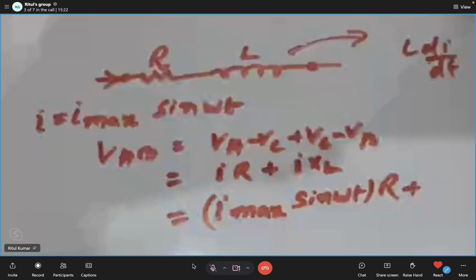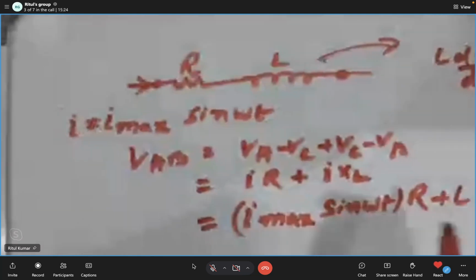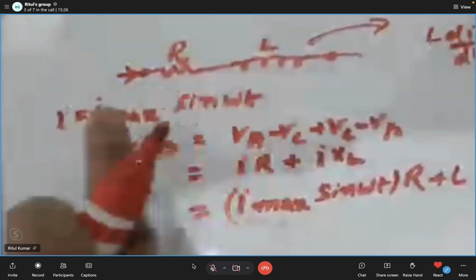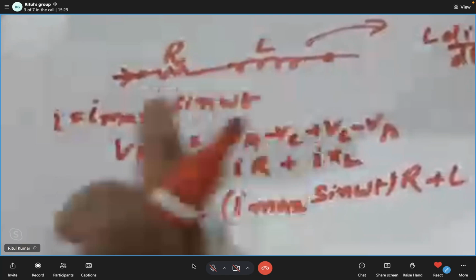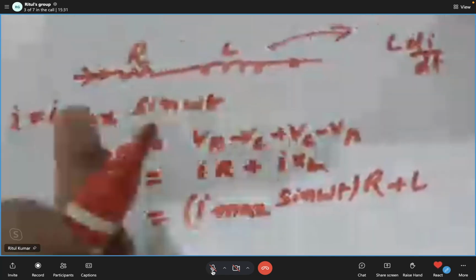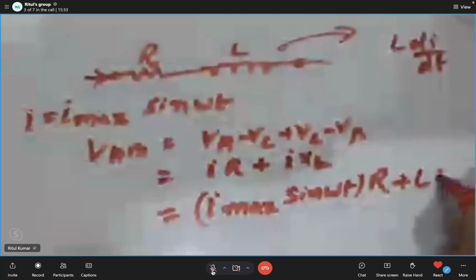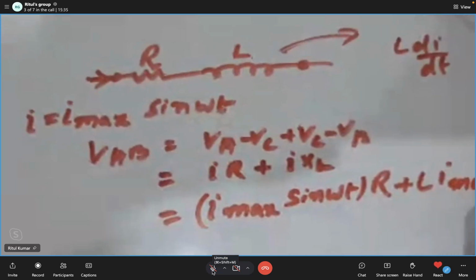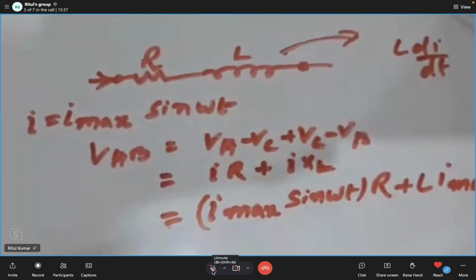What did we get individually? L di by dt. What will be L di by dt? L is this and I is this for us. So differentiated with respect to time, what do we get? I max omega cos of the angle omega t, correct? Yes, sir. So I max omega cos of the angle omega t.